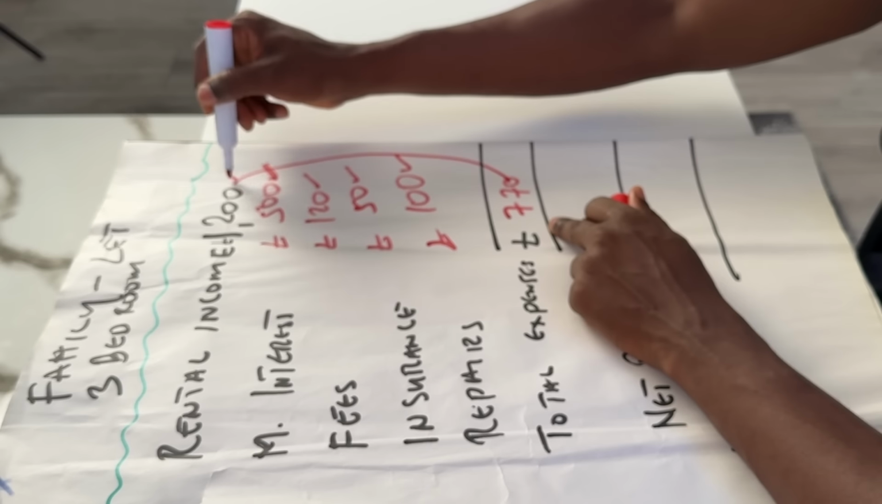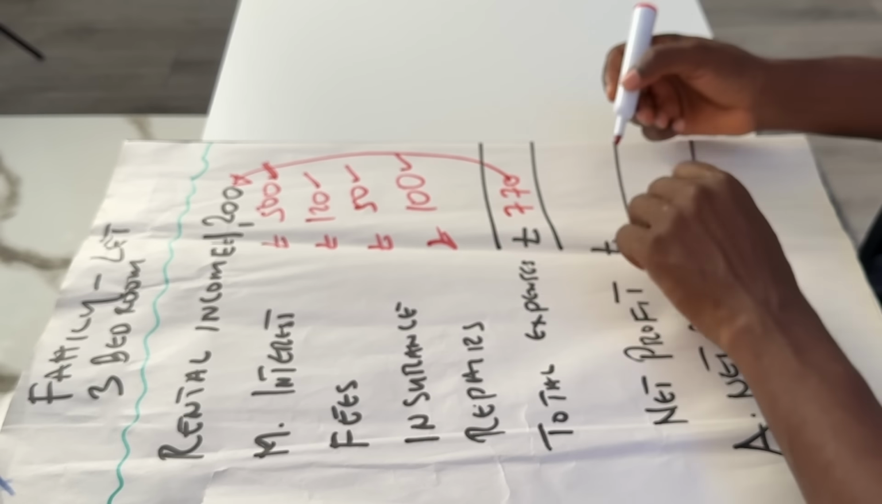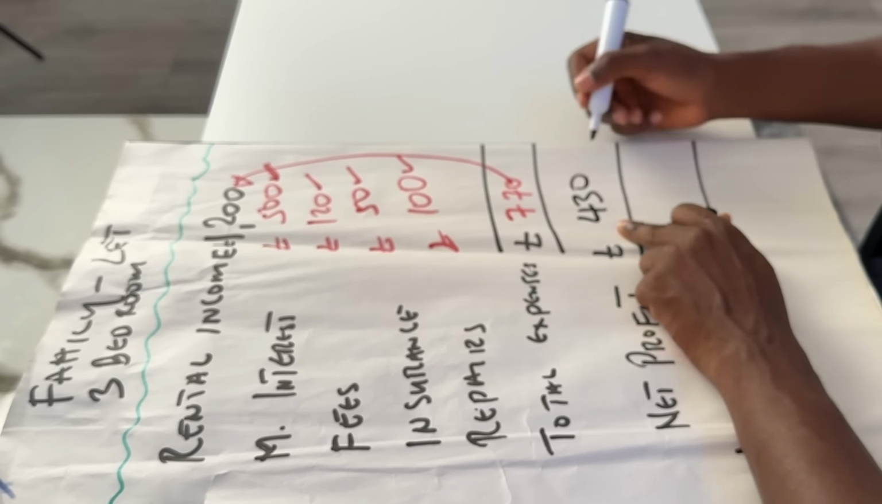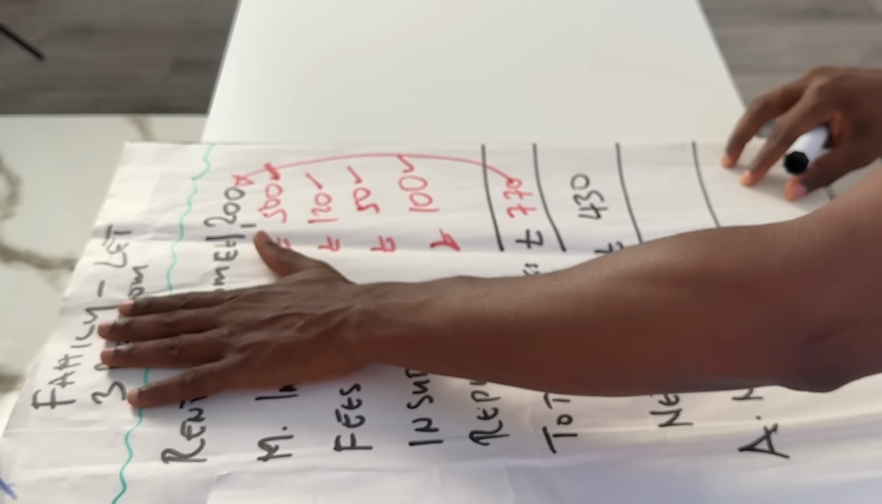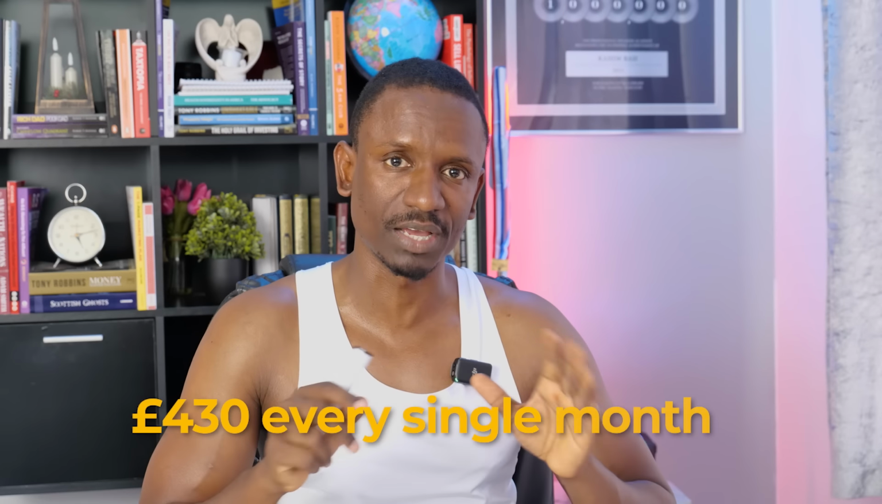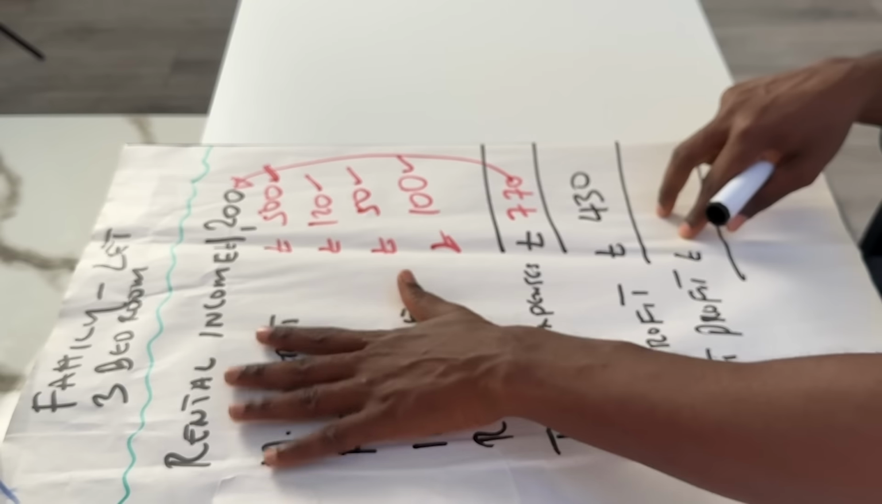So if we take £770 from our gross rental income, that would give us a net profit of £430. In essence, this 3-bedroom house generates £430 every single month without you doing anything, basically. It's about renting the property, getting all the expenses out, and then it makes you £430 every single month. It's a very, very good return on investment, especially as 75% of the value of that property is money that the bank themselves put down.